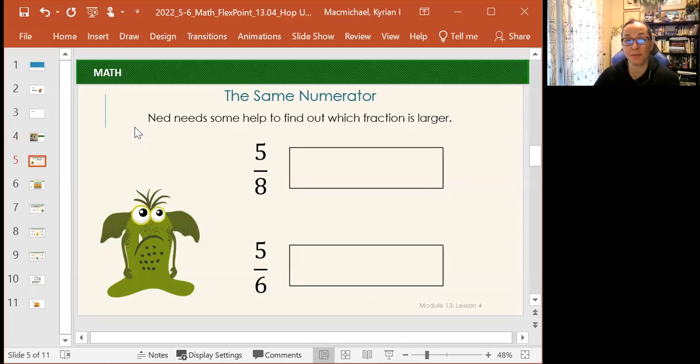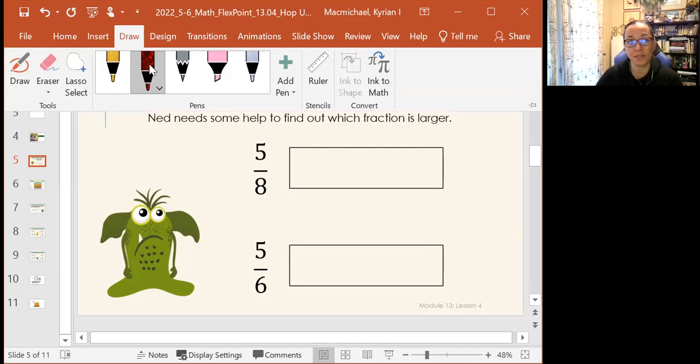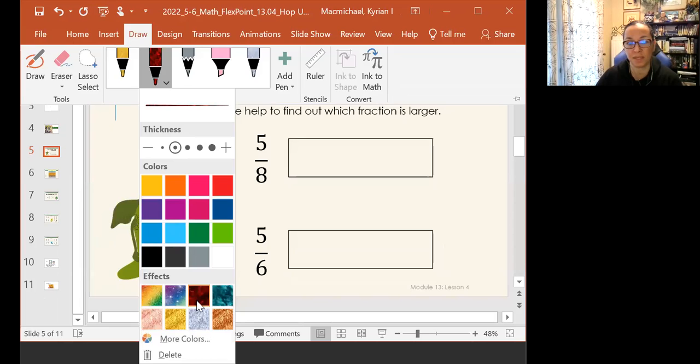Well, when we're talking about the same numerator, that means the number on the top is the same. Nan needs some help to find out which fraction is larger. Well, I know that I have the same amount of pieces, but are the pieces the same size? This one says this fraction strip has been cut into 8 pieces. And this one says this fraction strip has been cut into 6. That's me thinking about it again. Do I want to share my candy bar with 8 friends? Or do I only want to share with 6? What will give me the most of my candy bar? And it's not that we don't like to share, but we do want to have as much candy as possible when we are thinking about fractions.